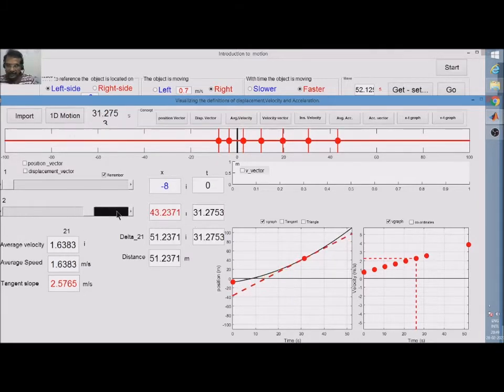Similarly, we can take equal intervals of time. We can see that the distance traveled in equal intervals of time is increasing. That means its speed is increasing. That can be seen here as a function of time. The speed is increasing.